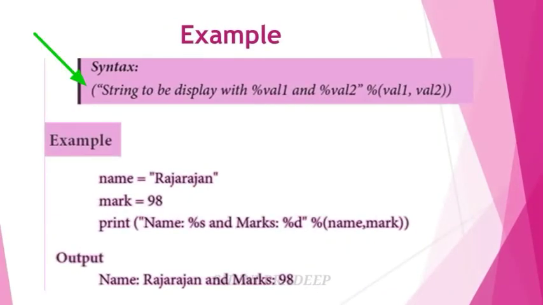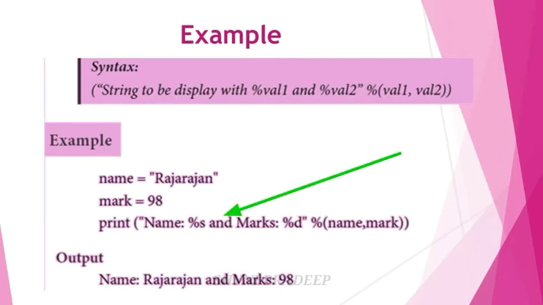See, this is the string to be displayed with %s value 1 and %s value 2. Okay, next % (value 1, value 2). Here value 1 and value 2 are the variables. Okay, see this example, name and mark. These are the variables. Name is equal to Rajarajan and mark is equal to 98. In the print statement, the string formatting operator is used.